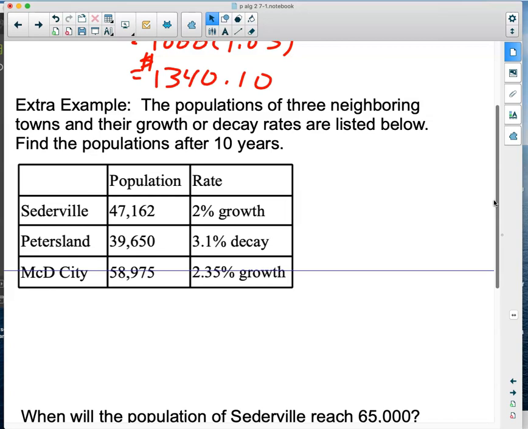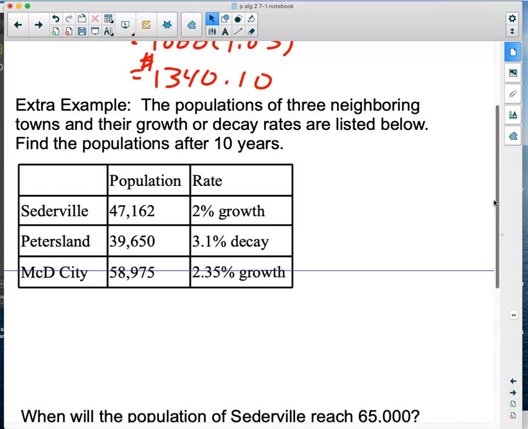So we want to see how does all of this fit. And we've got some more examples here so that we can actually do the modeling objective that we had. It says the populations of 3 neighboring towns and their growth or decay rates are listed below. Find the populations after 10 years. So I'm looking to see, hey, is it going up? Is it going down? Because that'll tell me which of my formulas I should use.